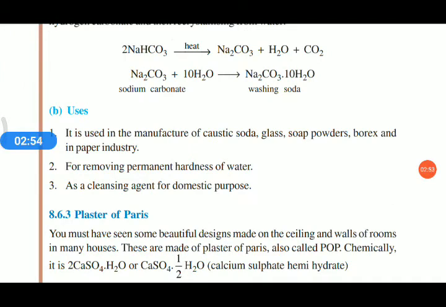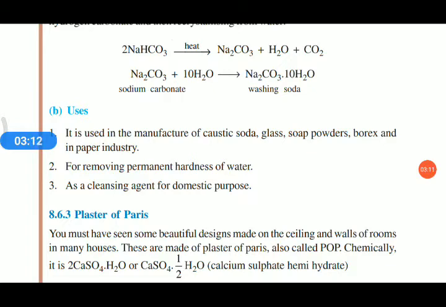The main uses of washing soda are manufacturing of caustic soda, glass, soap powders, borax, and in paper industries. It is also used for removing permanent hardness of water. What is permanent hardness of water?